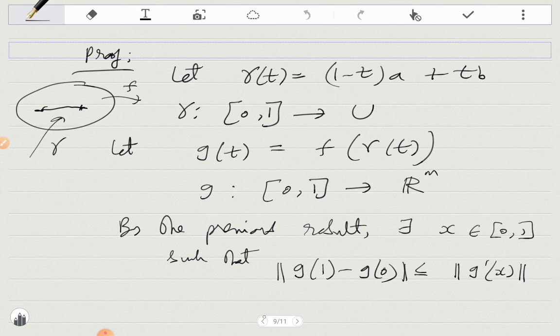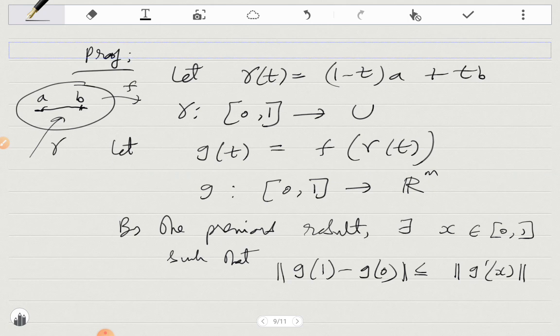So let's assume the set is open and convex, and let's proceed. Let gamma of t be the straight line between those two points. These are the points A and B. Gamma t is equal to (1 minus t) A plus t B. When t is 0, I'm at A. When t is 1, I'm at B. So this gamma can be regarded as a differentiable function from [0, 1] to U.